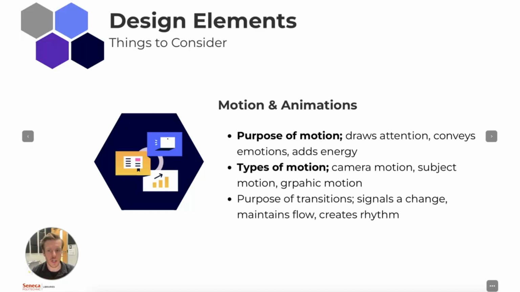Transitions help signal a change. It helps maintain flow and creates rhythm within your video. So make sure that in between scenes you have some sort of transition so that it can help users understand that, oh, we're moving on, this is a different scene, we're progressing. There's some of that rhythm to the video. There's so many different types of transitions.